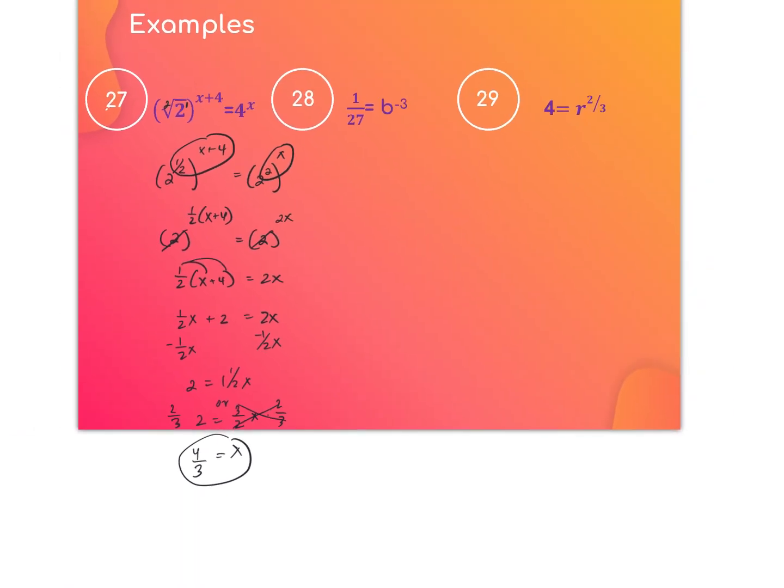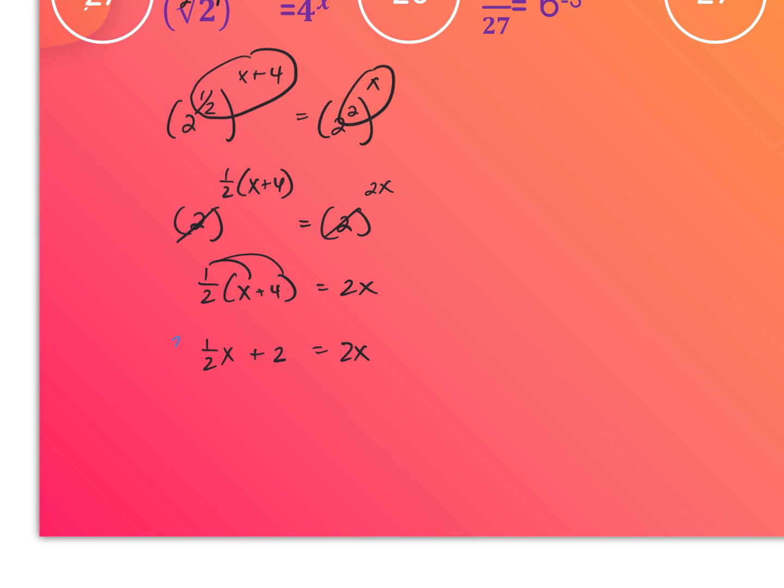Now, I will give you an easier way to do it. Instead of working with that fraction, I'm going to go back to here, and if I just take this denominator 2 and I multiply every term here by 2, look what's going to happen. I'm going to get x plus 4 equals 4x, and now I don't have to worry about any fractions.